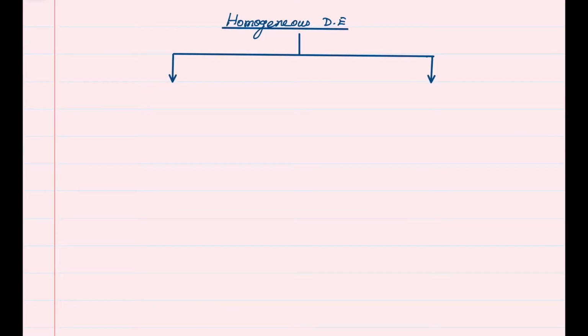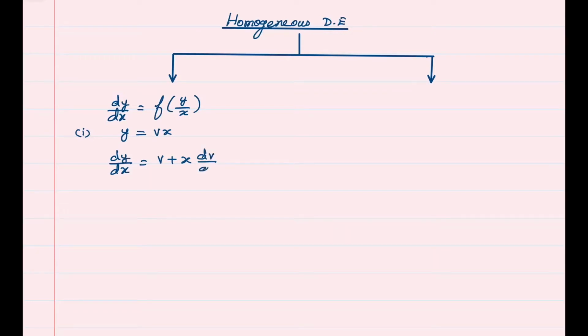We have two types of homogeneous differential equation. The first type is dy by dx, which is a function of y by x. To solve such equations, we first substitute y is equal to vx, that is, we take y by x as v. Now, differentiating both sides with respect to x, we get dy by dx is equal to, by product rule, v into differential of x with respect to x, which is 1, plus x times dv by dx.